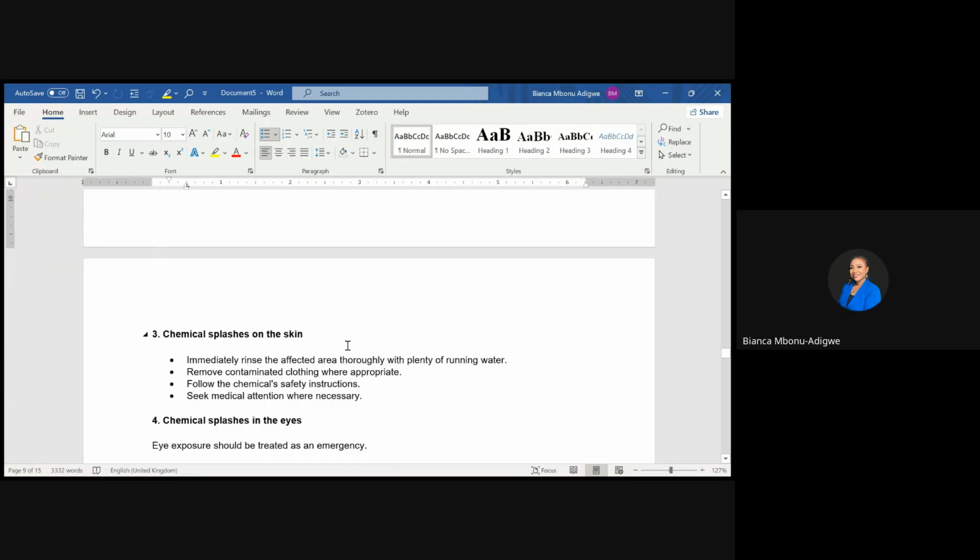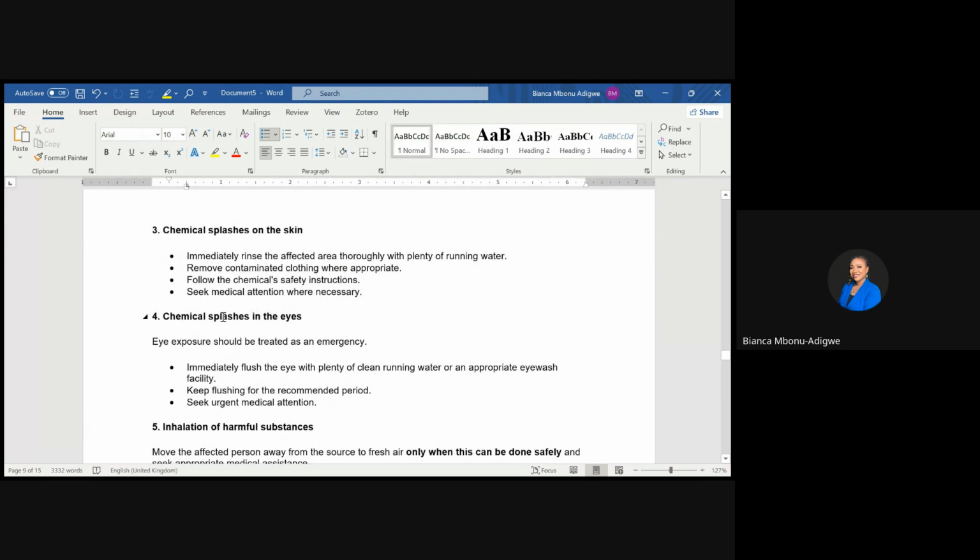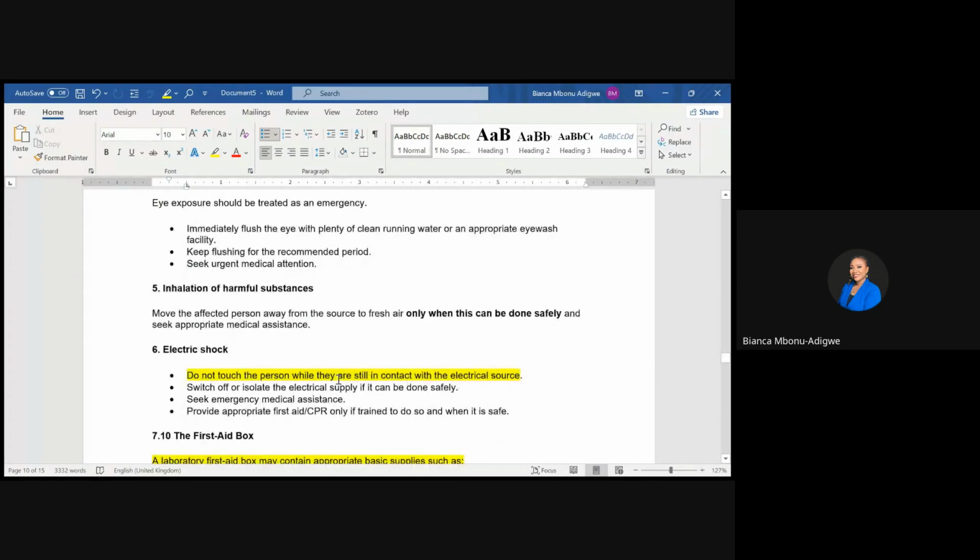If it's a chemical that's splashed on your skin, the first thing you will do is to wash it with plenty of water. If it is on your body, God forbid, you remove the contaminated clothing and start going to the hospital. If it is a chemical that's splashed in your eye, it's an emergency. Plenty of water to wash the eye, rush to the hospital.